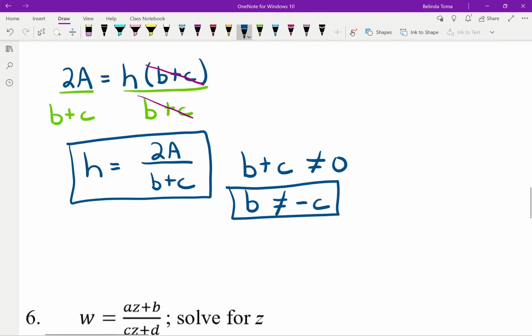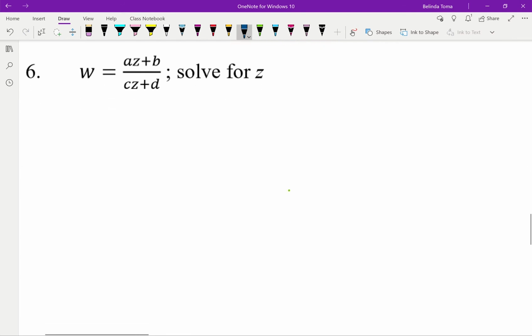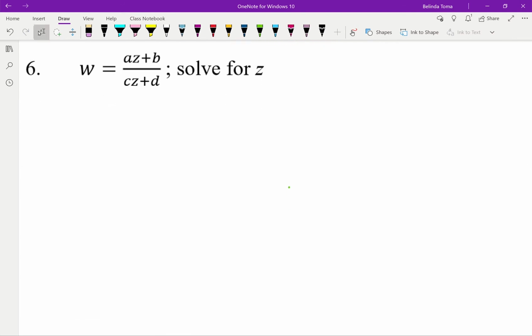All right, I saved the hardest one for last. So this one is hard for 2 reasons. First, the variable that we're solving for, z, can be found in two places. That's going to require some difficult manipulation. And the variable is in the denominator. So I'm going to just go over two little side notes.